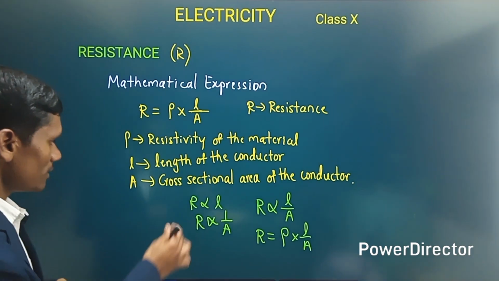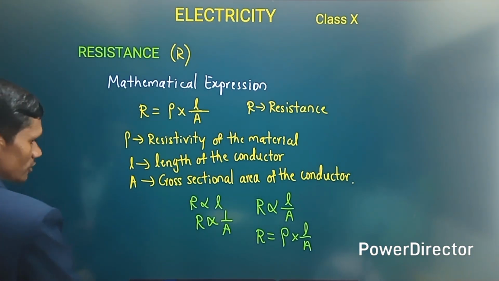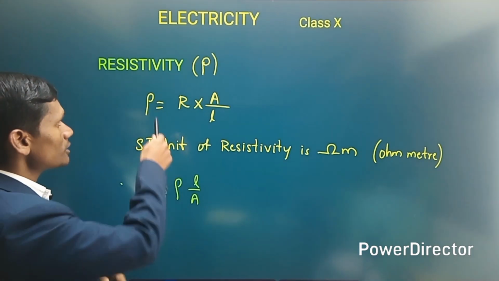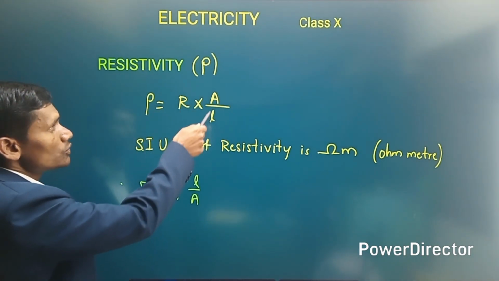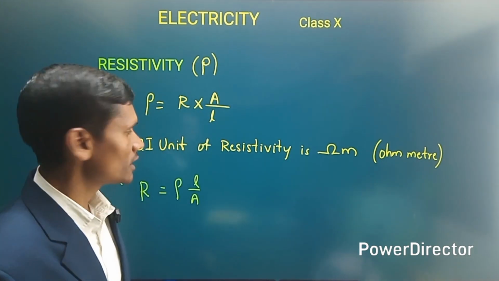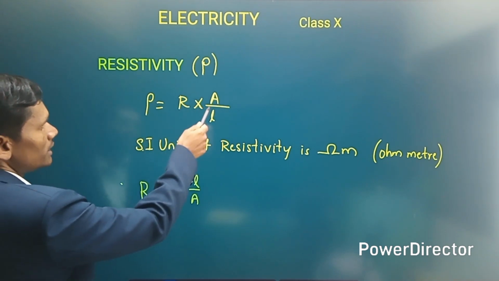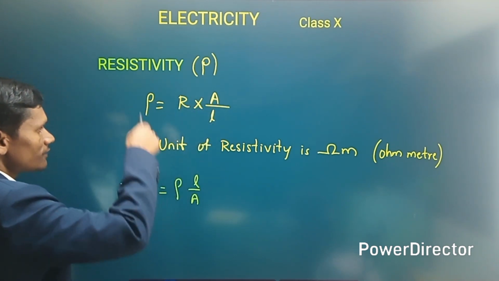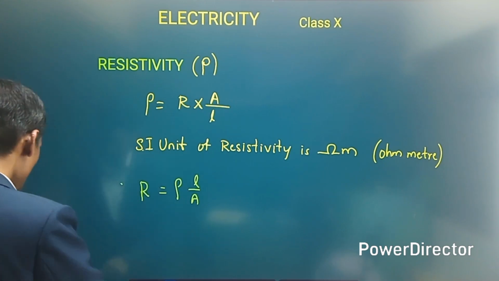So it's very simple. Next, coming to resistivity, just by changing the terms we get rho is equal to R into A upon L. If it is resistance, it would become L by A. But here resistivity means R into A by L, because we are shifting the term. So that is why it is changing.